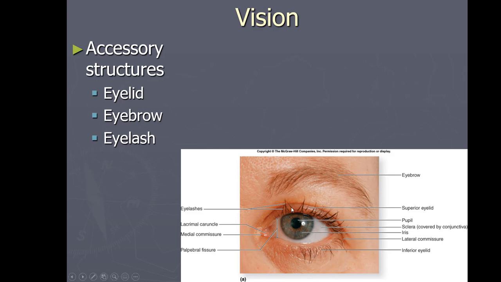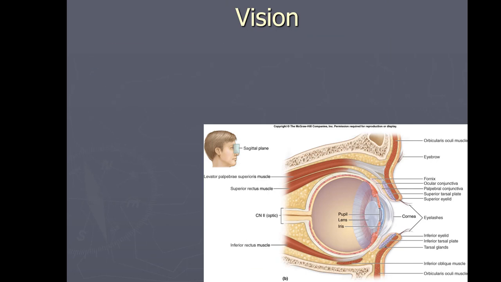So the eyelid, which closes your eye. Eyebrow up here. Eyelash. These are all there to protect the eye. All these accessory structures on the outside are there to protect the eye. The eye is a very critical organ that we have.